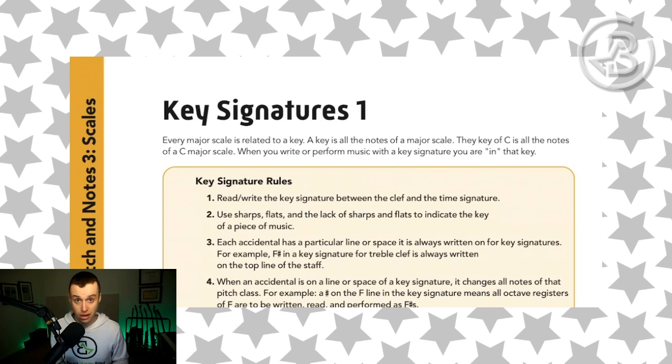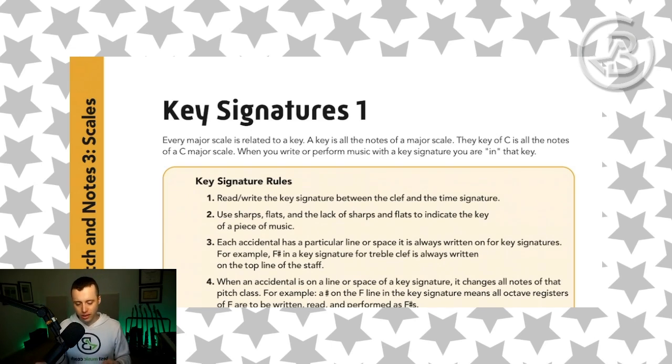Every major scale is related to a key. A key is all the notes of a major scale. It's like we take all the notes of the major scale, we put them in a bucket, and that's the key. The key of C is all the notes of a C major scale. The key of G is all the notes of a G major scale. When you write or perform music with a key signature, you are going to be in that key.